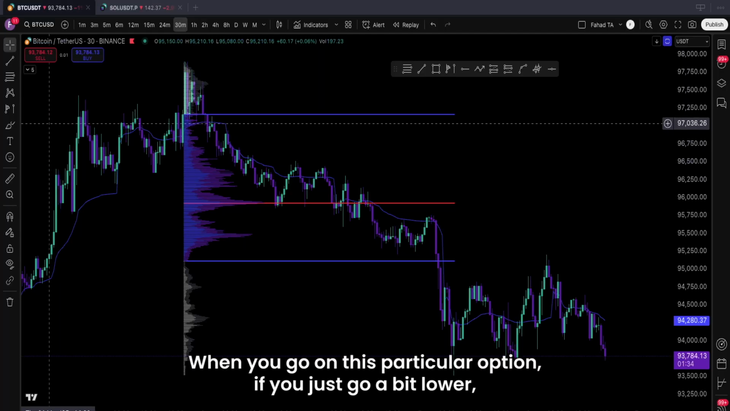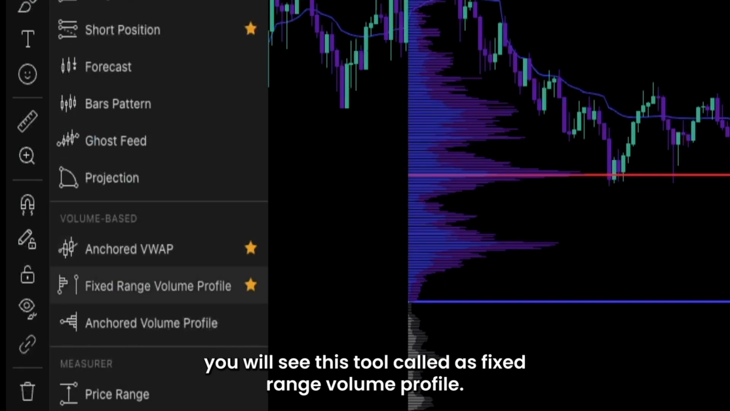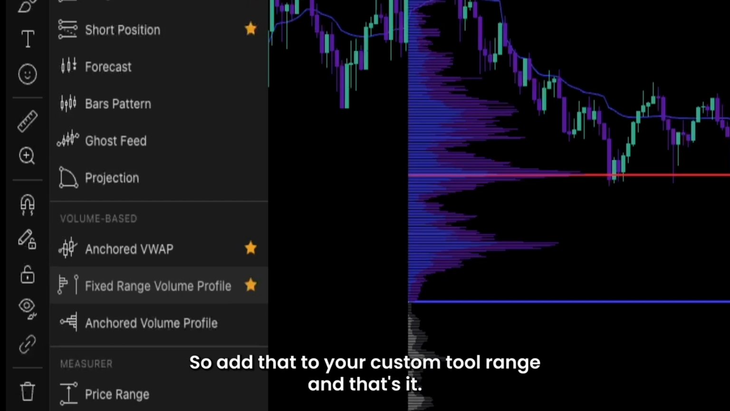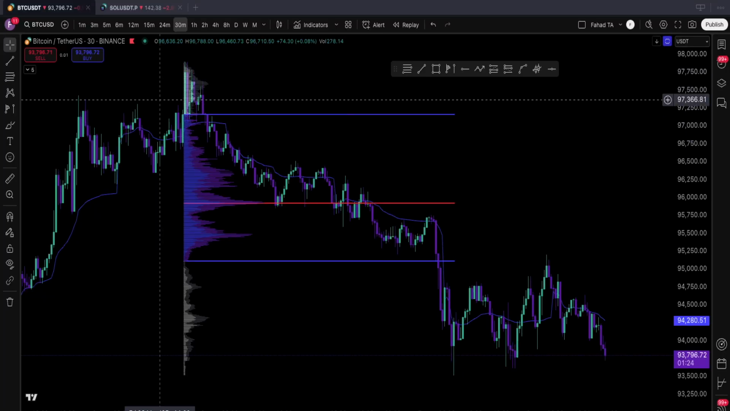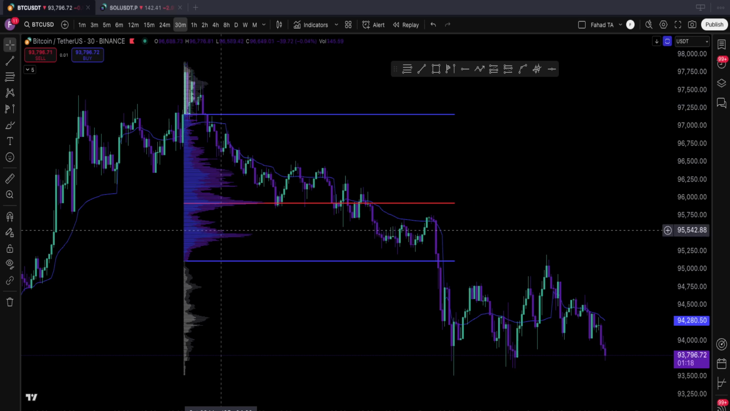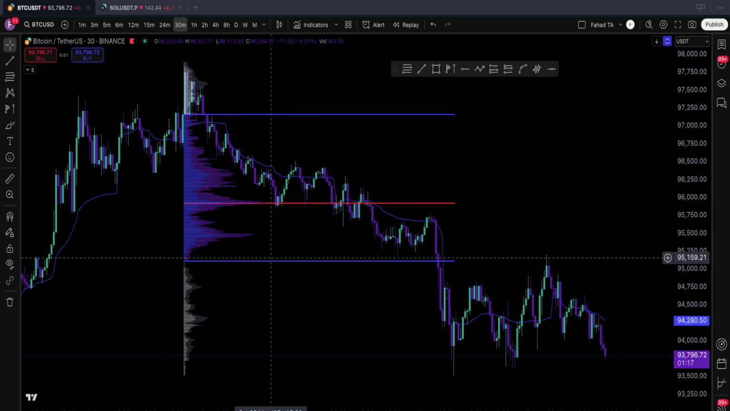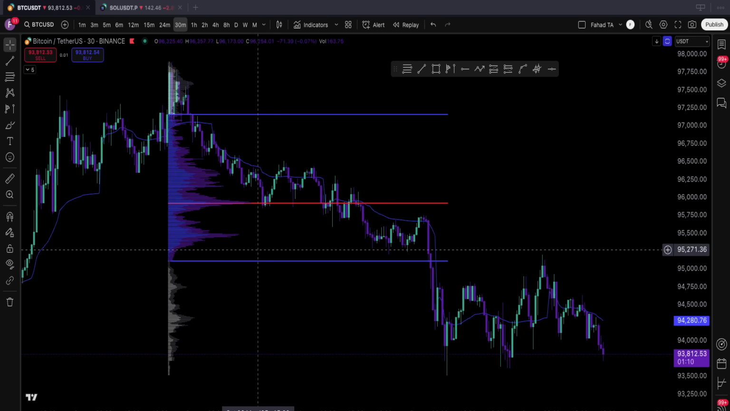In your TradingView, when you go on this particular option, if you just go a bit lower, you'll see this tool called fixed range volume profile. So add that to your custom tool range, and that's it. So now you have your volume profile. You see different kinds of levels, you see different kinds of spikes on your chart. I'm sure you must be a bit confused about how you are supposed to use them and what they signify. So let me not take a lot of your time and quickly give you the explanation.